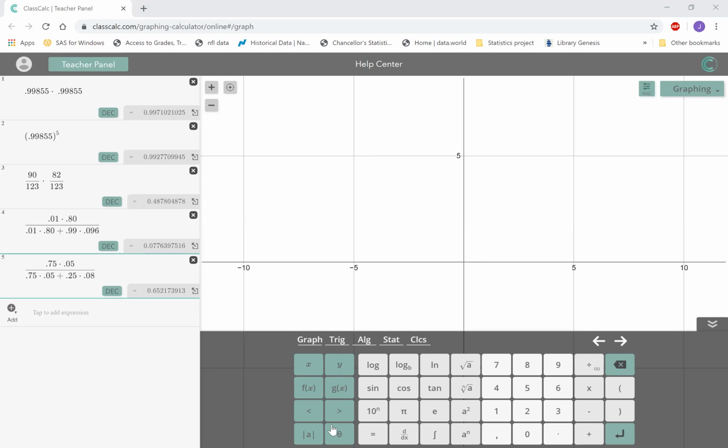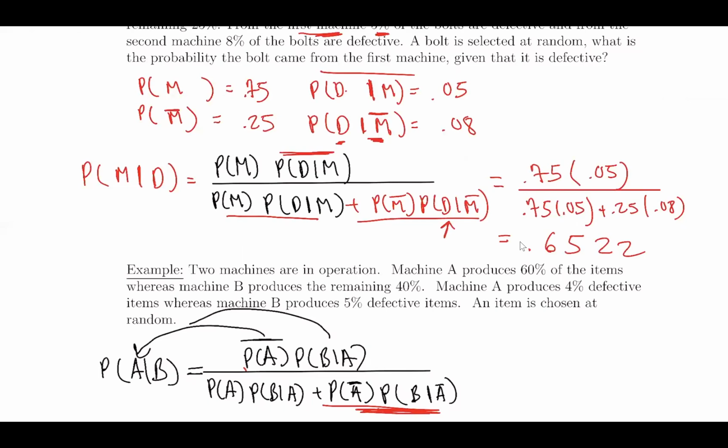So that will be our answer for the last question. The 0.652? Yeah, the 0.652, the one that came from ClassCalc. So that will be our answer. All right, and that's it for that one. Any question in regard to the last problem?